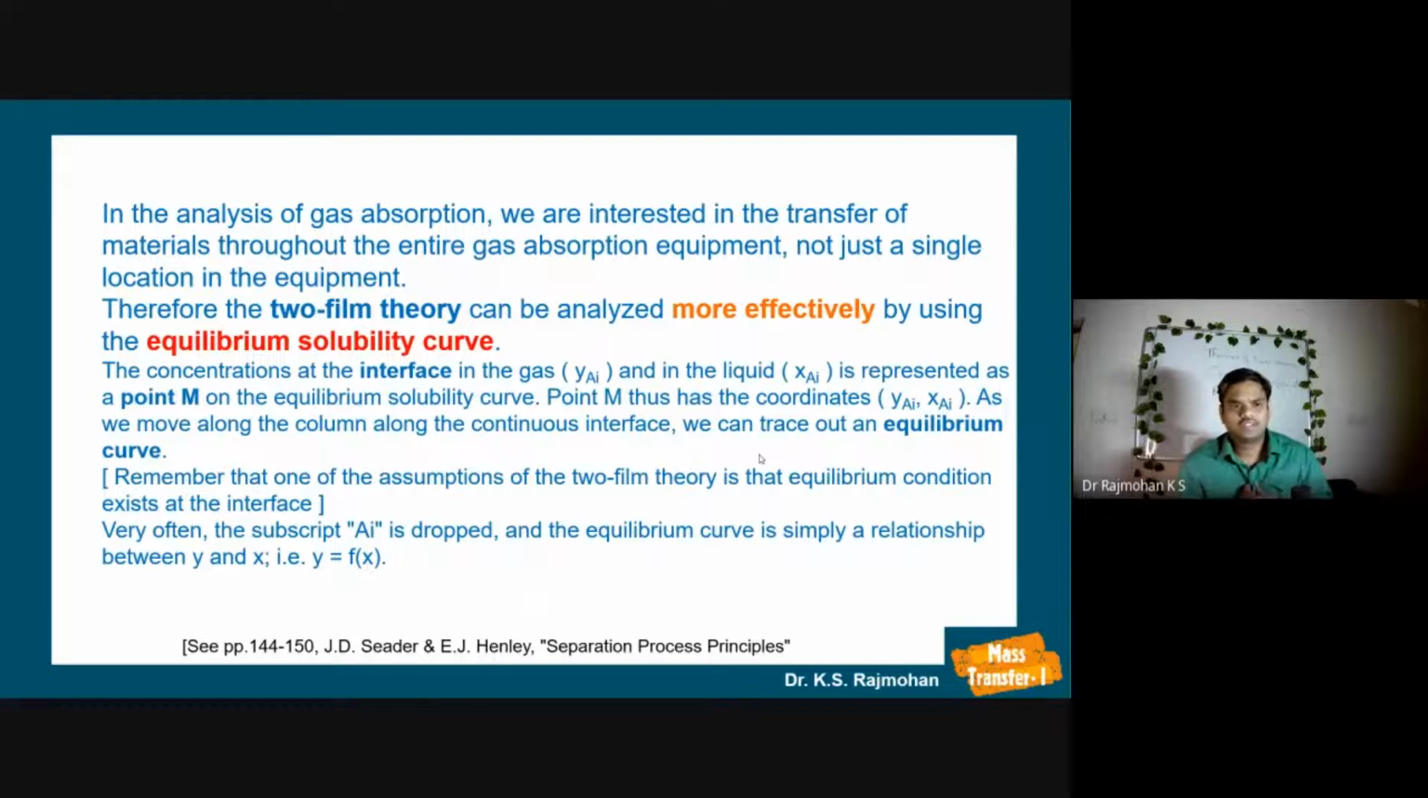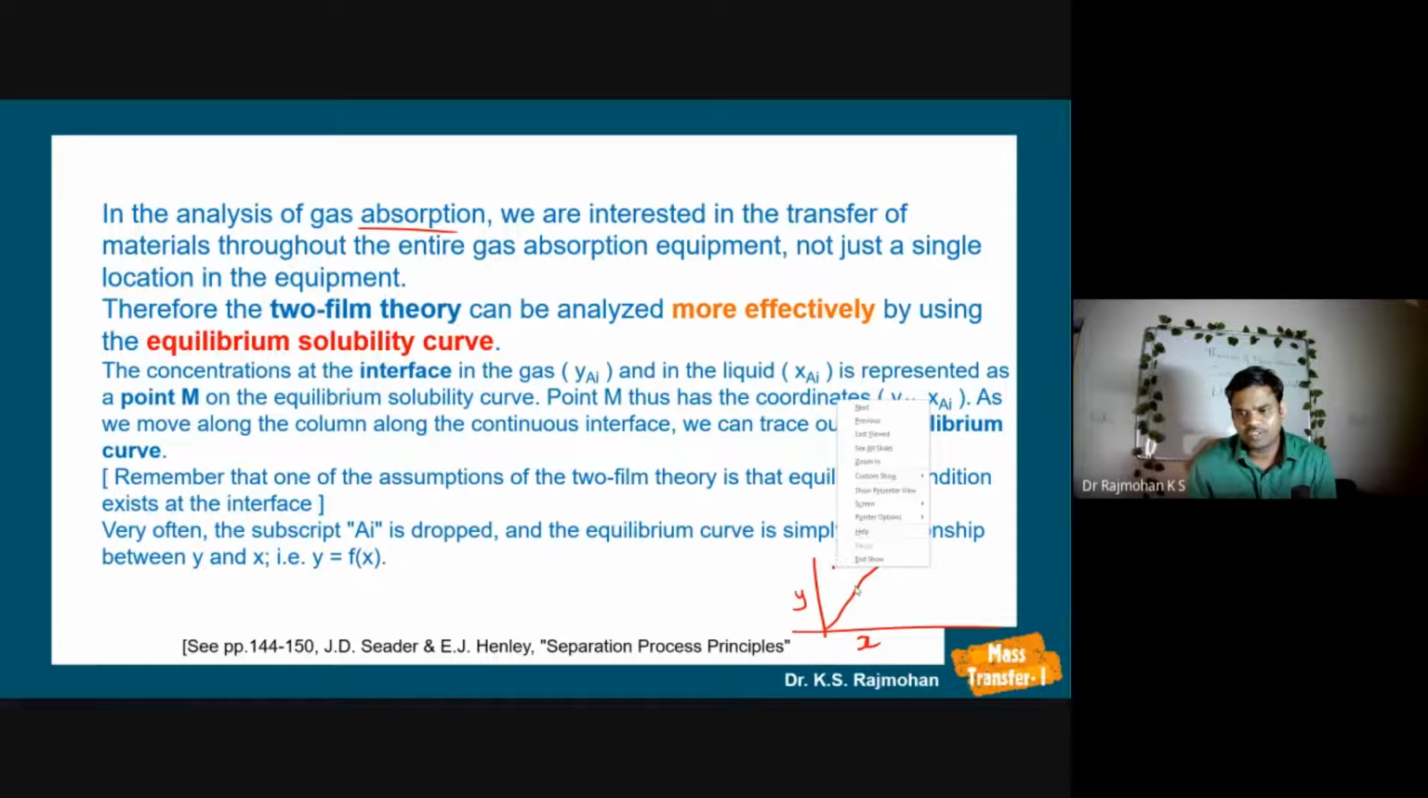So this two film theory can be analyzed more effectively by using the equilibrium solubility curve, particularly for these absorption or distillation operations. In the mass transfer course, we are going to make use of the X versus Y equilibrium curve. So the equilibrium curve shows how this will affect your mass transfer. If you know the bulk composition, how to mark it? If you know the interface composition, how to mark it? What is the relationship between them?